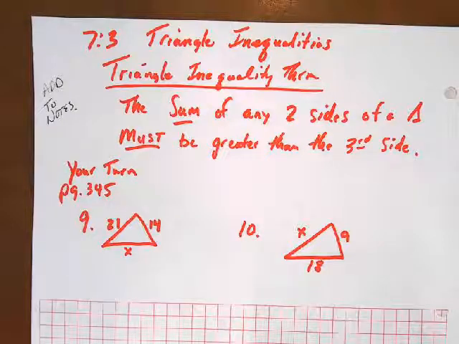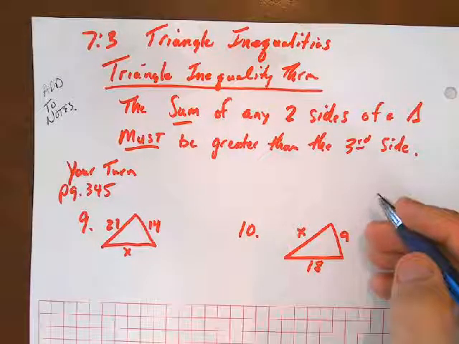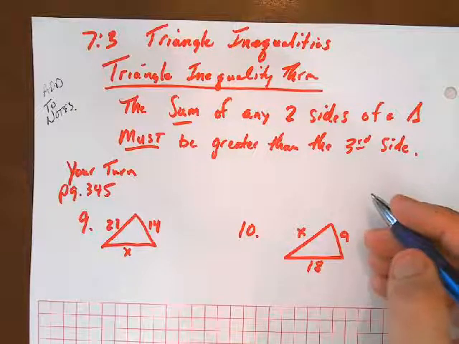Triangle inequality theorem: the sum of any two sides of a triangle must be greater than the third side. The sum of any two sides of the triangle. If it's not greater than the third side, then it's not a triangle. Okay? So if it's not greater, then it's not a triangle.